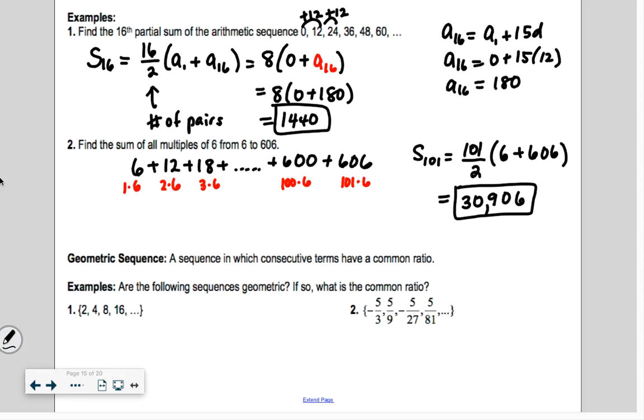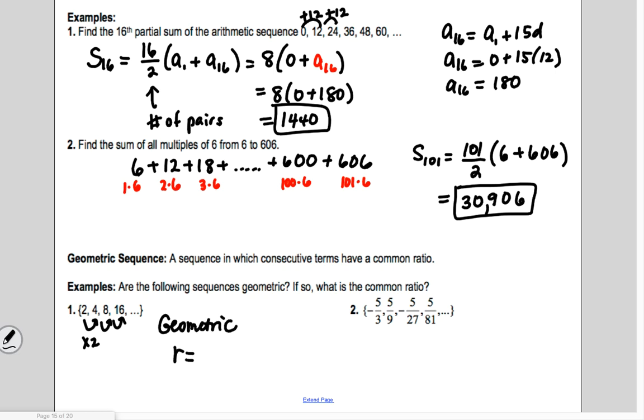So in example 1, it says, is this geometric? If so, what's the common ratio? So see how we go 2, 4, 8, 16, and so on. Each time we're multiplying by 2, multiplying by 2, multiplying by 2. So because of this, this would be a geometric. And the common ratio would be 2, because it's what we're multiplying by. So maybe next to common geometric sequence, we say multiply by same number.